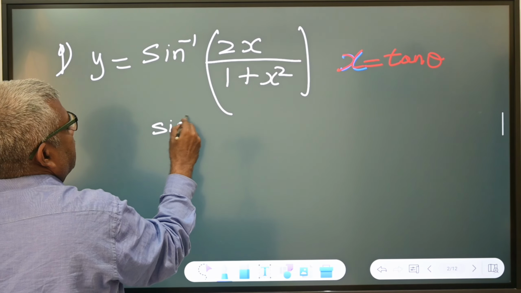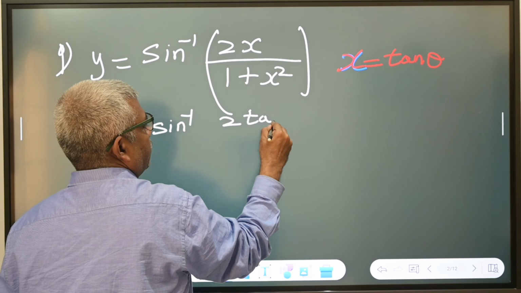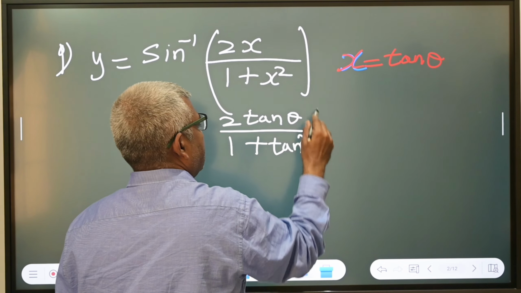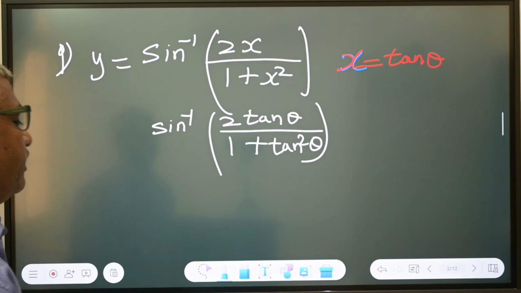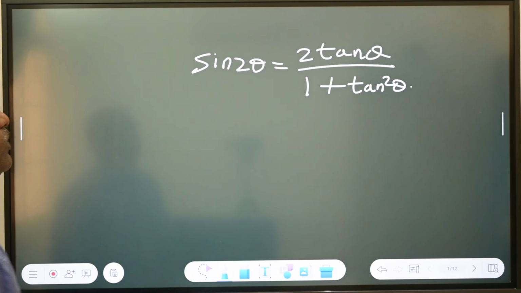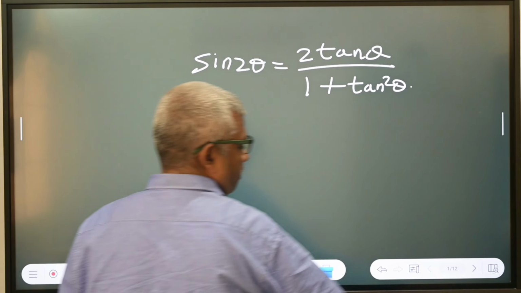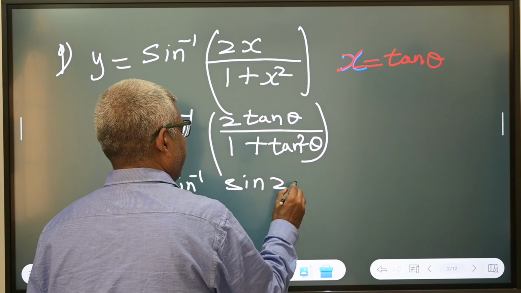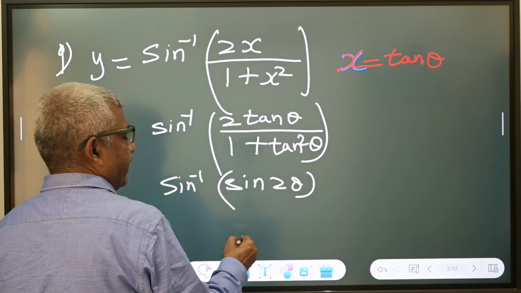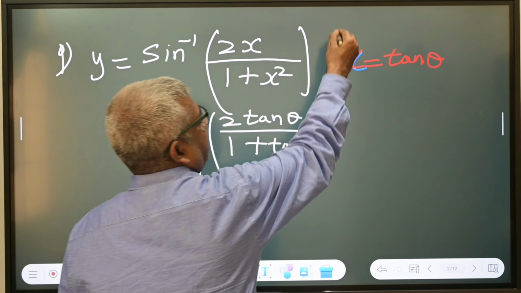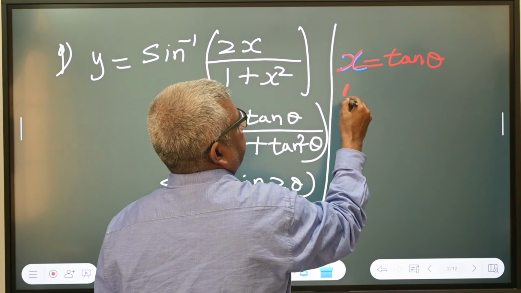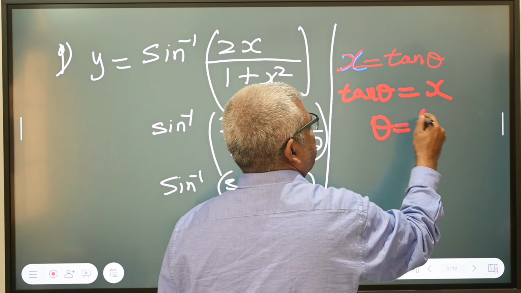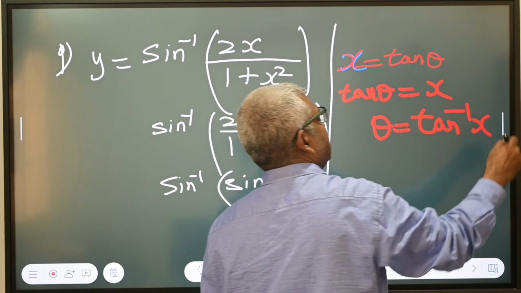Sin inverse of 2 tan theta over 1 plus tan square theta. This is nothing but sin 2 theta, because we know sin 2 theta is 2 tan theta over 1 plus tan square theta. So sin inverse sin 2 theta. Sin inverse sin will be cancelled, giving 2 theta. What is theta? Here x is equal to tan theta, so theta is equal to tan inverse x.